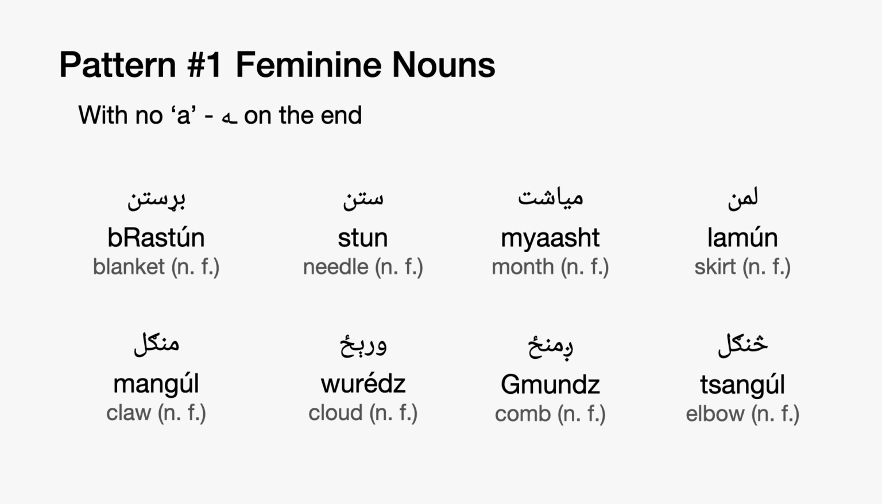So some more examples of these kind of words. There's a whole bunch of them, like brastan for a blanket, mangal for a claw, miasht for a month. I won't read them all, but you can see them here. And just know that these are actually feminine nouns. You can read about more of these in the Lingdoc's Pashto grammar, but you have to use the feminine inflection when you turn these into plural. For instance, yoa miasht is 1 month, and dre miashte would be 3 months.